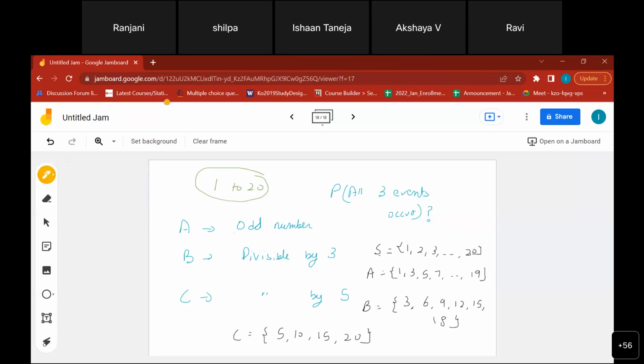Okay. So all three events should occur. It means A intersection B intersection C. It is my favorable event, right? How many elements will be in A intersection B intersection C? One only, 15 only, right? Yes. So if you compute probability, the number of favorable outcomes is 1, while total outcomes are 20. Is it clear? Yes, sir. Okay, so let's move further.